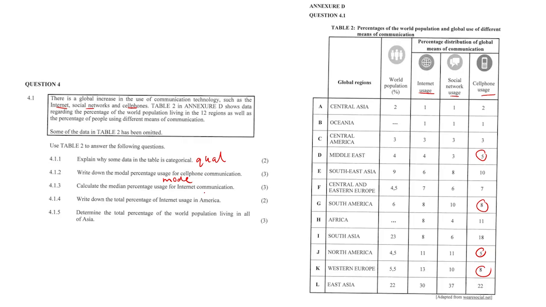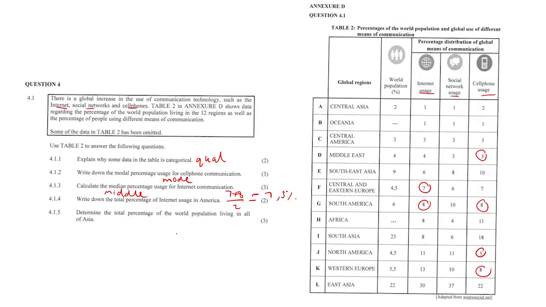4.1.3, calculate the median percentage usage for internet connection. So the median means the middle number. So we've got A, B, C, D all the way to L: 1, 2, 3, 4, 5, 6, 7, 8, 9, 10, 11, 12. We've got 12 numbers, so the sixth and seventh number would be our median. But we can't have two answers. So that's going to be the 6th number and the 7th number, so 7 plus 8 over 2. That answer is going to be 7.5% being our median.